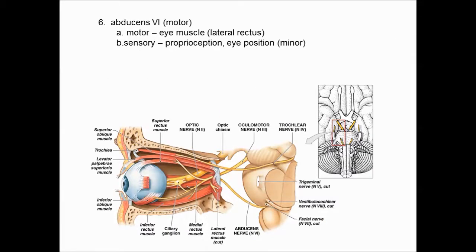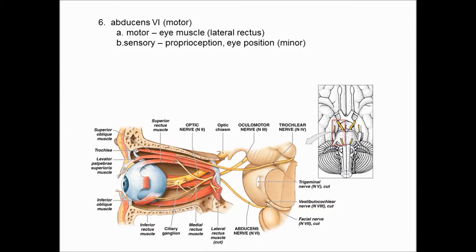Okay, the abducens is cranial nerve number 6, and that also comes from the pons area, from right here. And it is motor to the last eye muscle, the lateral rectus, which they've cut off so you can see the rest of the eye muscles, but it's represented right here. So the most lateral eye muscle is the abducens. It also has some extremely minor sensory role, so the only thing that one should remember is more eye muscle activity. So that's number 6.